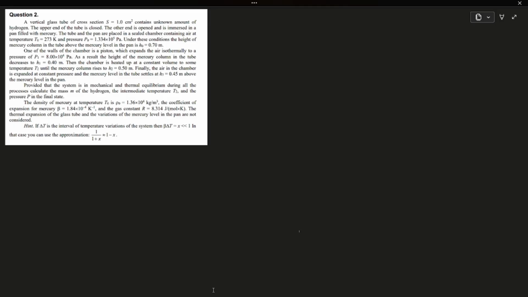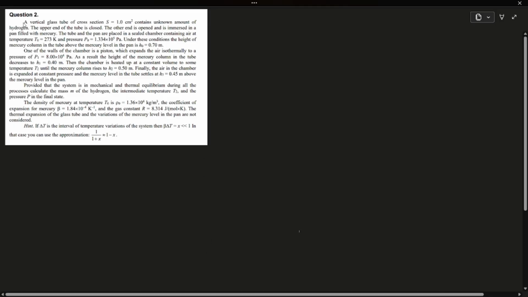So, here it is said a vertical glass tube of cross section S equal to 1 centimeter square contains a known amount of hydrogen. The upper end of the tube is closed, okay? The other end is opened and is immersed in a pan filled with mercury, okay? The tube and the pan are placed in a sealed chamber containing air at temperature T0 equal to 273 Kelvin, pressure P0 equal to 1.334 into 10 to the power 5 Pascal.